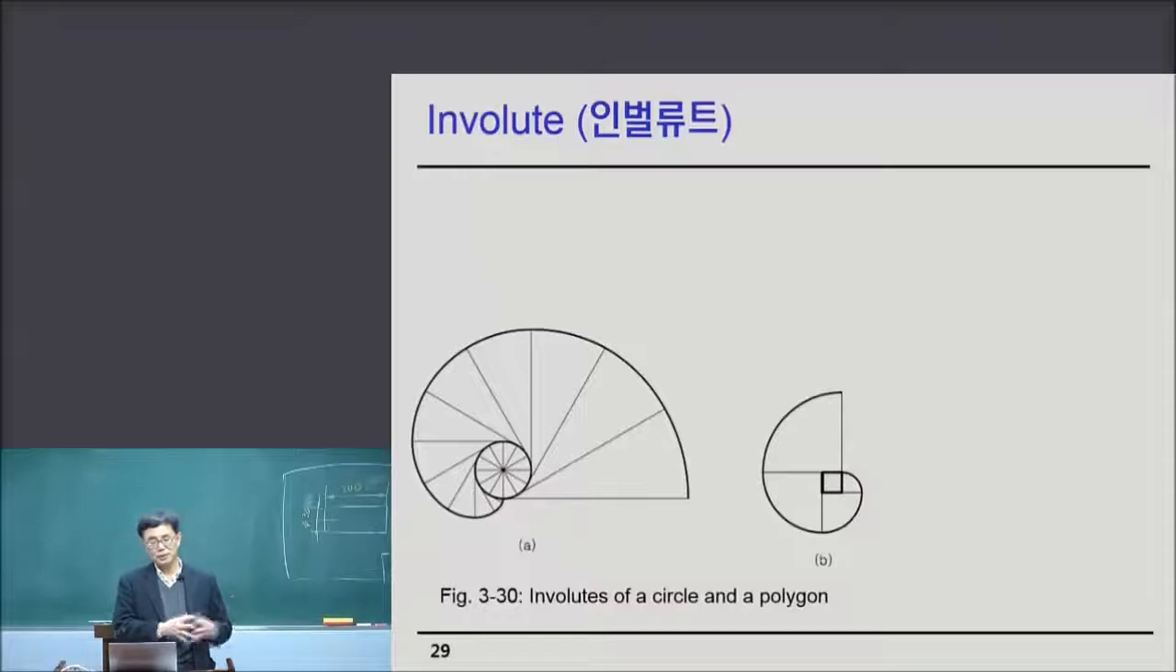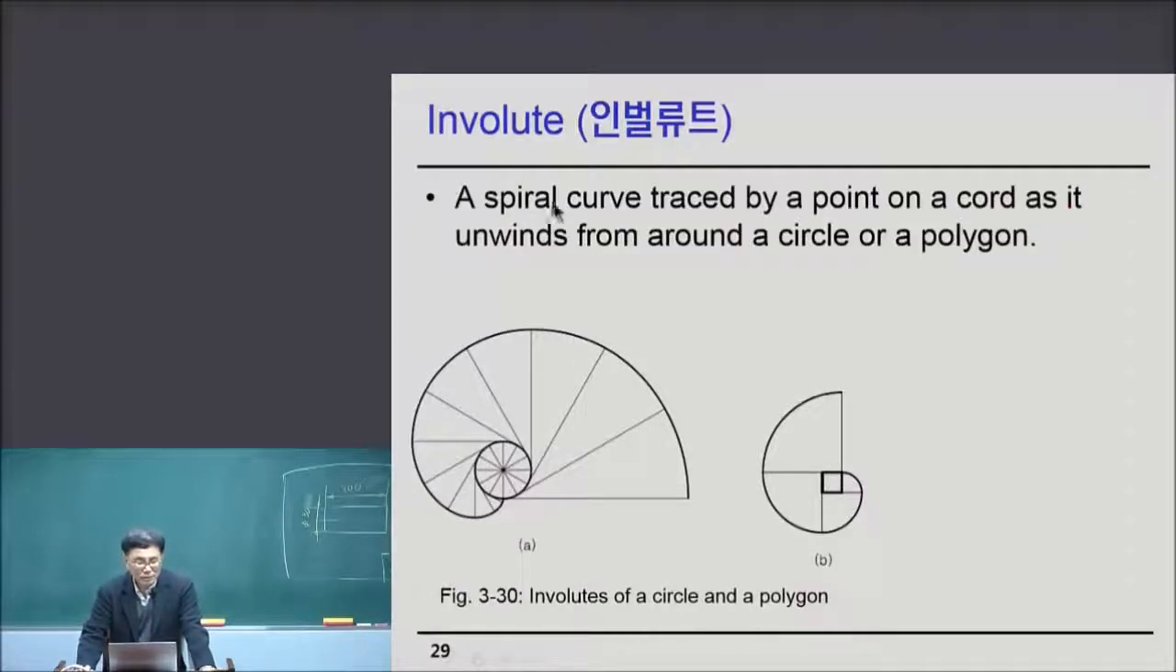Which one? Well, the first one is the involute curve, which we call involute. So an involute is a spiral curve traced by a point on a chord as it unwinds from around the circle of a polygon. So from the circle, this is the chord line. If you unwind the chord from a circle, pulling it tightly, then the end of the chord makes this type of spiral curve, which we call involute, okay?